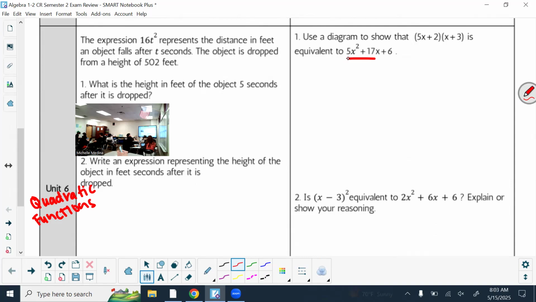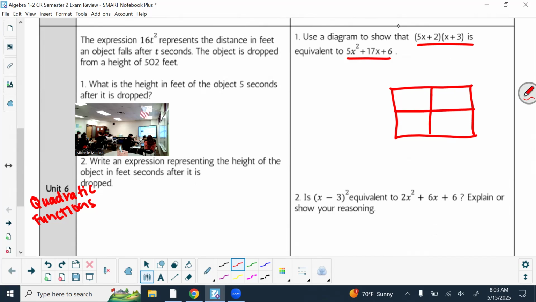You should recognize this as the standard form of a quadratic and this as the factored form. If we want to show that they're equivalent, it also says to use a diagram. They want you to recreate those area models. We did that a few different times in the notes. This is what they want you to do.